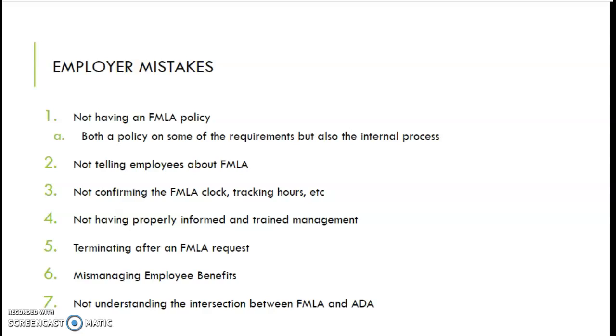But a lot of times it's good to have information up front before a tragedy happens, so that employees can reach out as soon as they have a qualifying event. Not confirming the FMLA clock, tracking hours, just letting them take time when they want and never really starting the clock on FMLA. Not having properly informed or trained your management for dealing with employees with FMLA issues. If you don't inform people, you can't expect to hold them accountable, and you can't expect the process that you have in place to work.